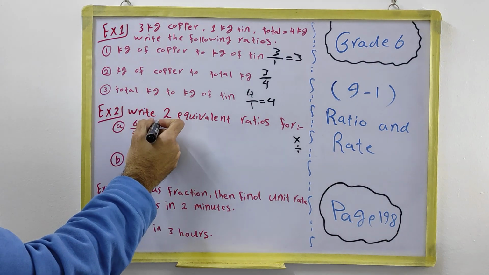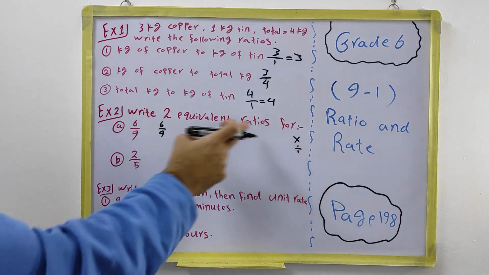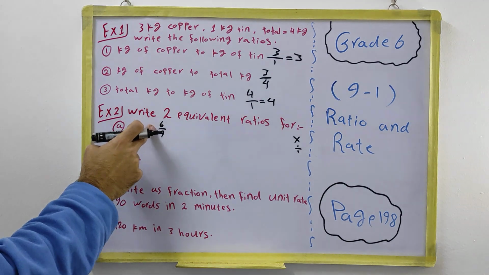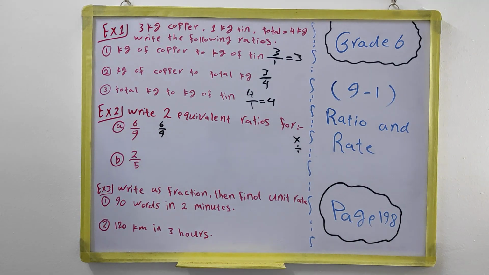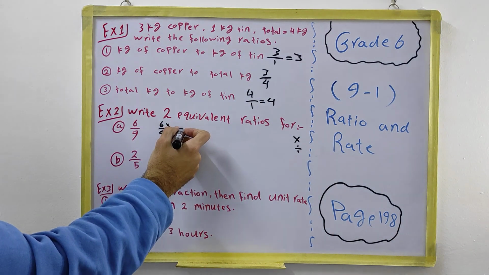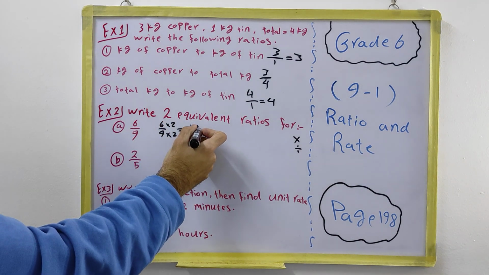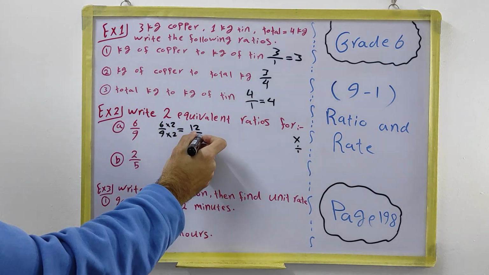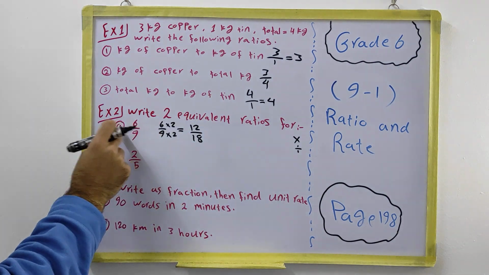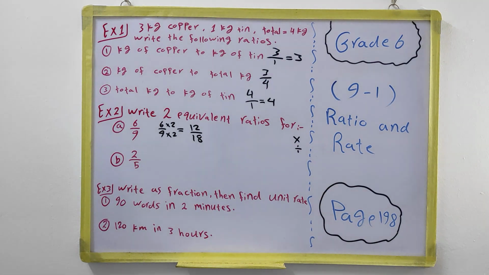For the first one, which is 6 over 9, in multiplying, you can use any number you like. You can multiply by 2, 3, 4, 5, 10, any number. It's your choice. I choose to multiply by 2 to find the first equivalent ratio. 6 multiplied by 2 is 12, and 9 multiplied by 2 is 18. This is the first equivalent ratio for 6 over 9: 12 over 18 equals 6 over 9.